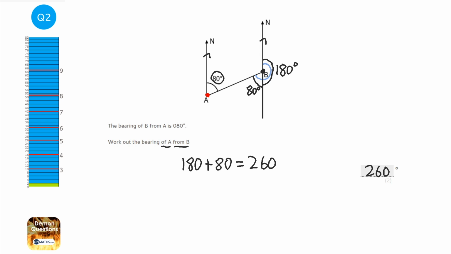Now there are other ways of doing it. You could have worked out this angle, because this angle and the 80 degrees over here are co-interior, or allied angles, whichever you want to call them. So they will add up to 180. So we know that one's going to be 100. Then what we could have done is 360 take away 100, because the full circle is 360, and we don't want that 100 one. You'd also get 260.